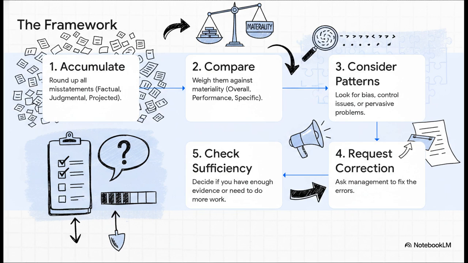Step 3, consider patterns. You look for the story behind the numbers. Step 4, request correction. You always have to ask management to fix it. And finally, step 5, check sufficiency. You ask yourself, is my work done here, or do I need to dig deeper? We're about to see this in action right now.